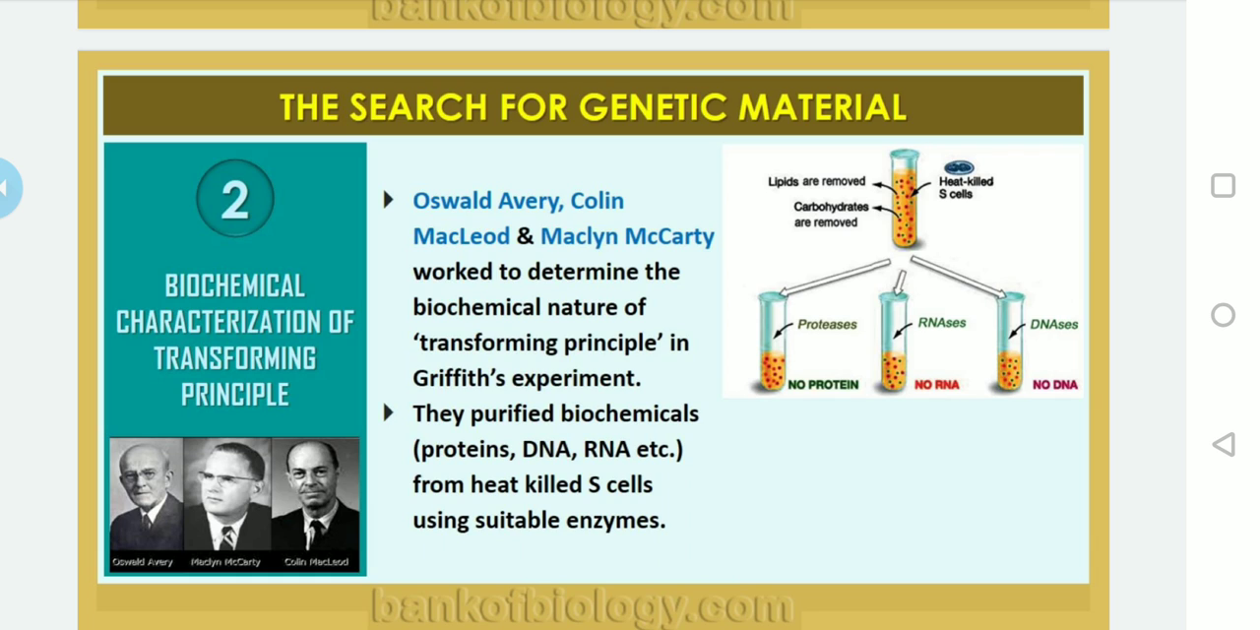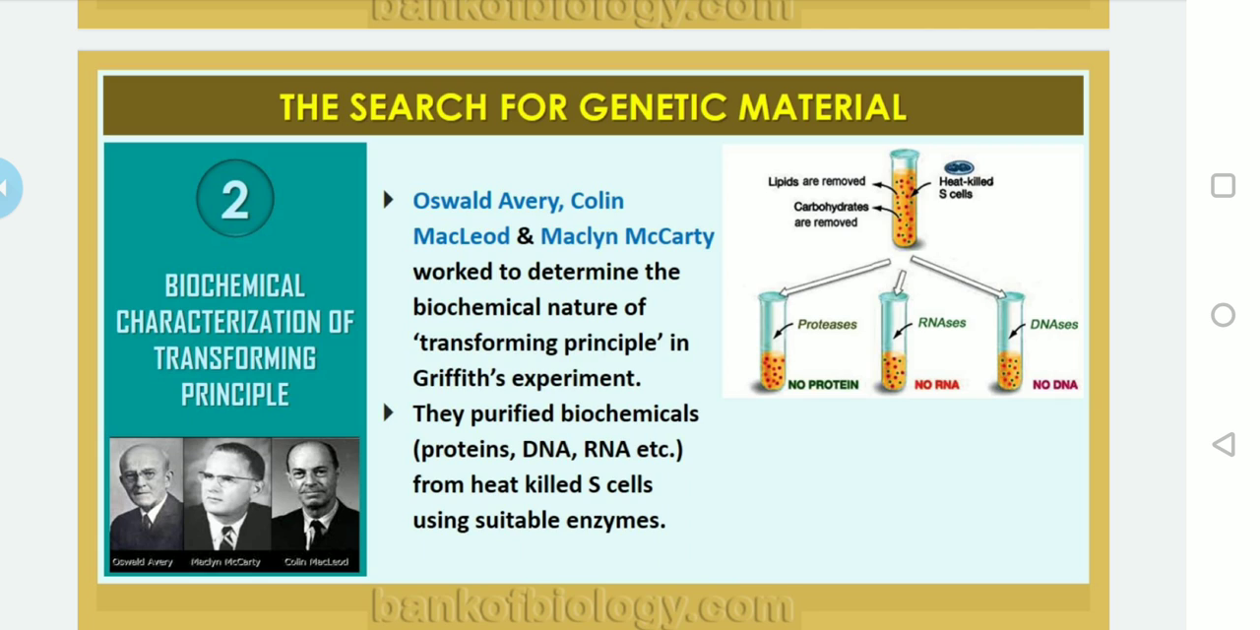Okay, so how they started the work: they tried to determine the biochemical nature of the transforming principle of the Griffith experiment, and how they continued that experimentation. They tried to purify the biomolecules, like protein, DNA and RNA, from the heat-killed S cells to see which one could transform live R cells to S cells.